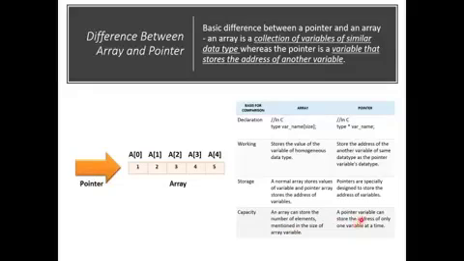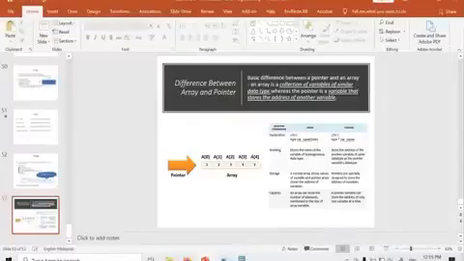A pointer variable can store the address of only one variable at a time, so it cannot store more than one. Do you have any questions before we proceed to the next one?